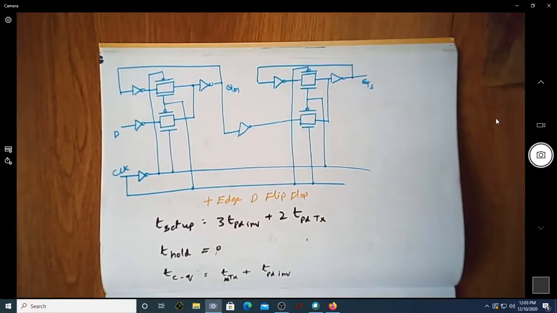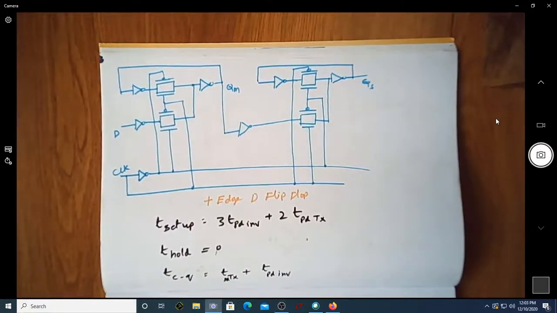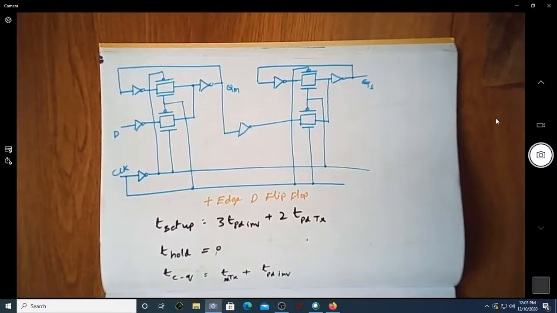And it was also found that the hold time can be 0, meaning as soon as the clock edge goes high, you can even take out the D input. Even if your D input changes from 1 to 0, or 0 to 1, it will not have any impact on the data that is stored.